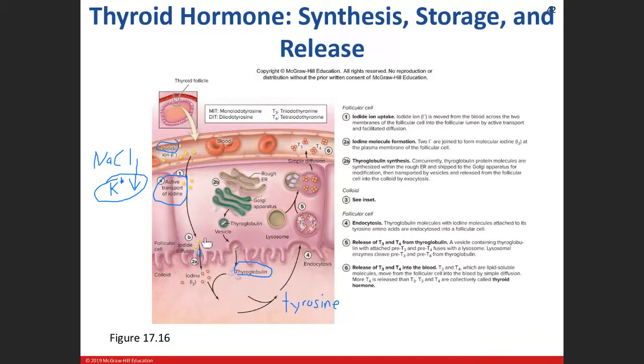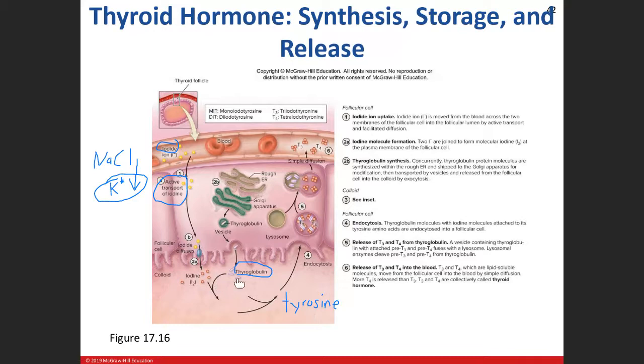So it passes through. Once it does that, that thyroglobulin that was made in the rough endoplasmic reticulum, which is modified and packaged up by the Golgi apparatus, gets shot into the lumen also. And they both bind together. And how do they bind together? Tyrosine. There's a peptide bond with tyrosine, and it holds the iodine to the thyroglobulin.